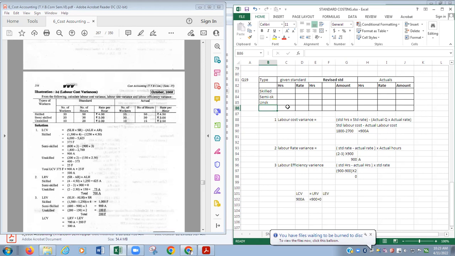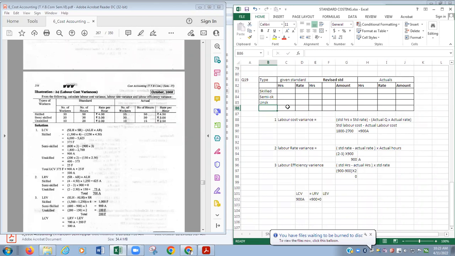So first one will be labor cost variance. So we have to take total labor cost, that is for skilled, semi-skilled as well as unskilled. So formula will be standard labor cost minus actual labor cost. So we have to multiply standard hours with standard rate for all the three, which is already provided in the table. We just need to add them, I think.